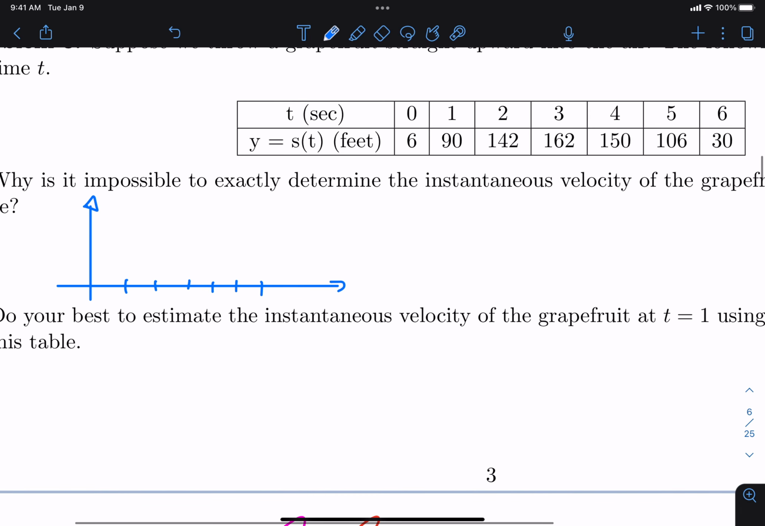So what does it do? It starts at 6, and then it goes up to 90, 142, 162. Then it starts dropping back down: 150, 106, and then 30. Okay, so it looks something like this, and we might imagine that the function looks like this, right? But what are we asking?